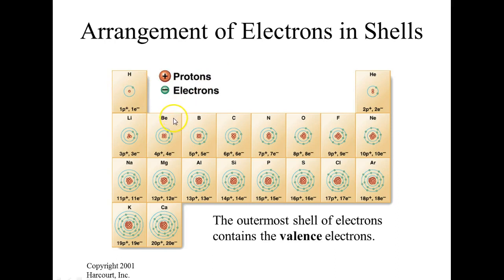Elements in group 2 have 2 electrons in their outer shell, and that makes them react a different way. So as you go across, each atom has a different number of electrons in its outermost shell, and those are called the valence electrons.